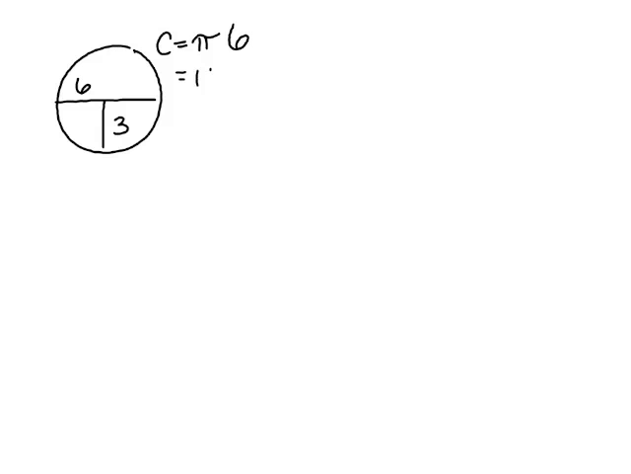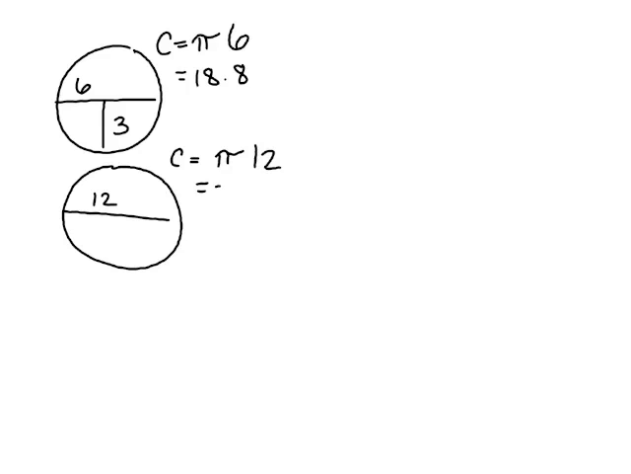Okay. What happens to the circumference of a circle if you double the radius? Here's my circle, and I have a diameter, and I have a radius. So let's say my radius is 3. What is my diameter? 6. And then what does my circumference equal? 18.8. Okay, so now let's say I double the radius. My radius is now 6. My diameter is now 12. So the circumference is 37.6.